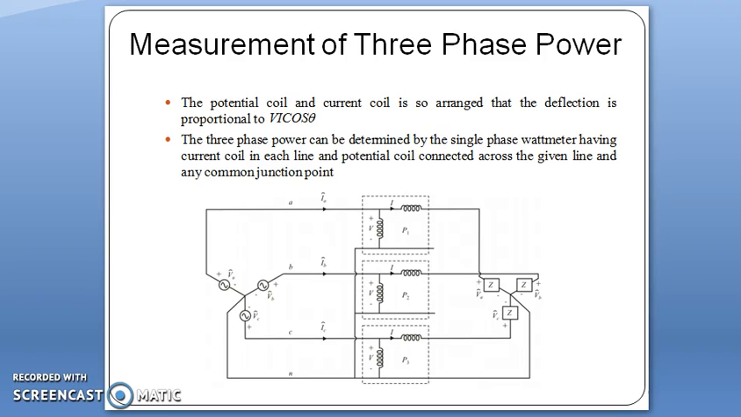The next topic is measurement of three-phase power. The potential coil and the current coil are so arranged that the deflection is proportional to VI cos theta. The three-phase power can be determined by a single-phase wattmeter having a current coil in each line, and the potential coil connected across the line at any common junction point.